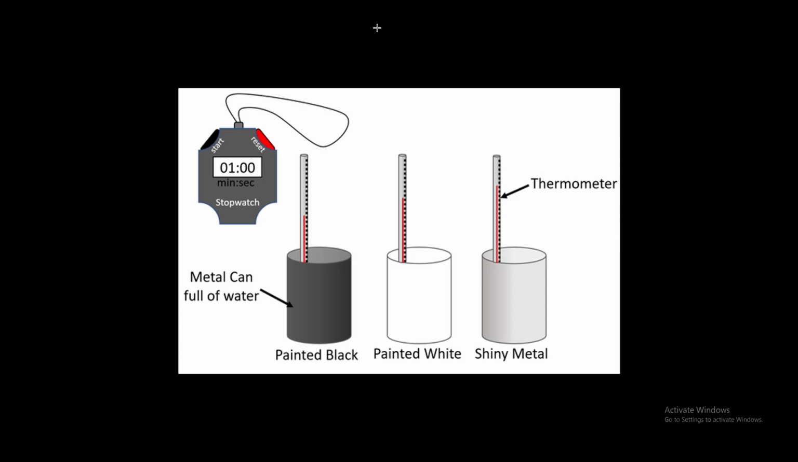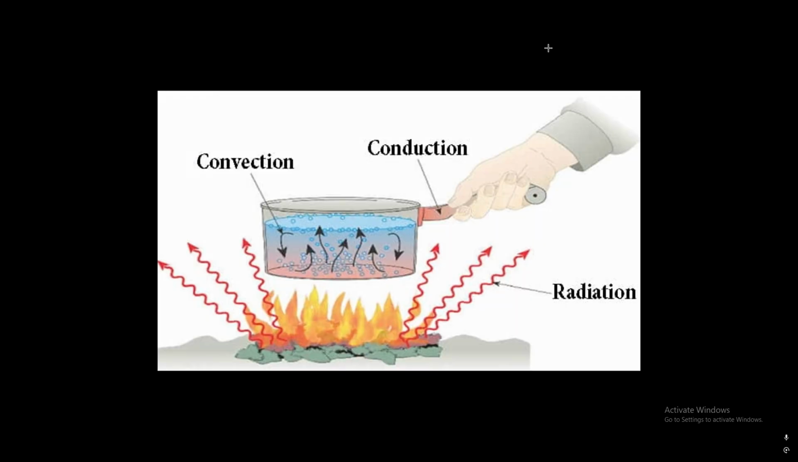This experiment demonstrates how different materials respond to radiation, which is important in designing objects like solar panels or heat-reflective clothing. To recap, conduction transfers heat through direct contact, convection transfers heat through the movement of fluids, and radiation transfers heat through electromagnetic waves. These methods of heat transfer are everywhere in our daily lives, from cooking to weather patterns.